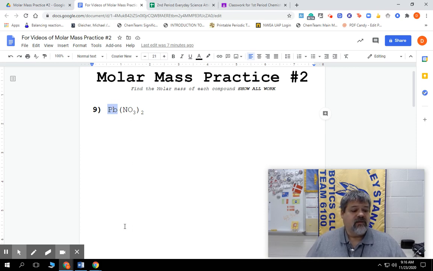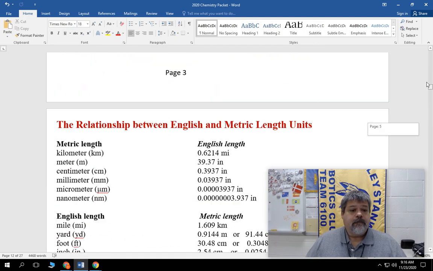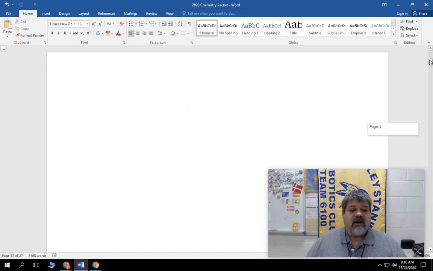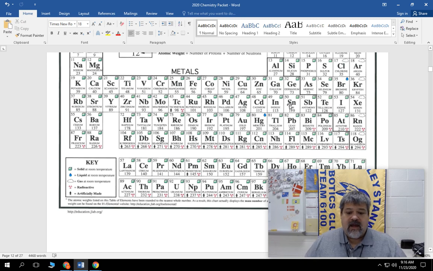So what we're going to do is pull up our periodic table and find out what that element actually is. There's our periodic table, and if we look, Pb, we see it right here. It's lead. Now, if we don't know whether that is a type 1 or type 2, it's in the area of a type 2. But let's go ahead and figure that out.